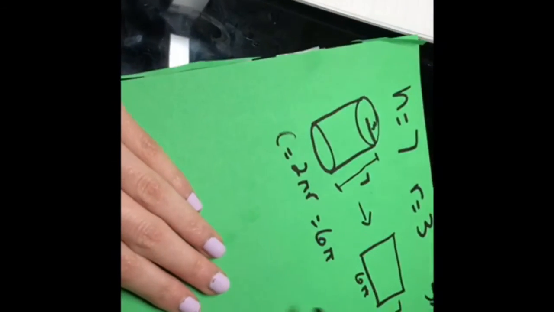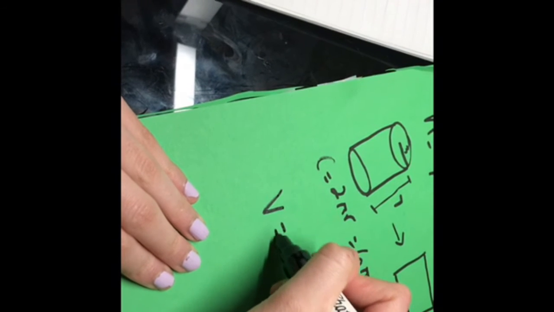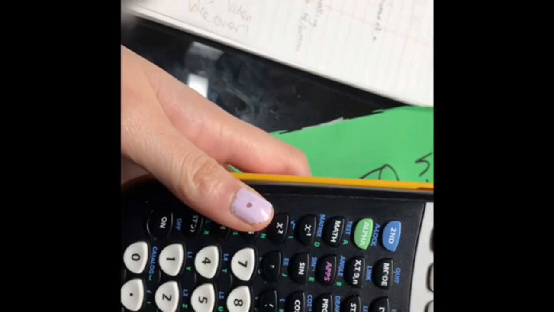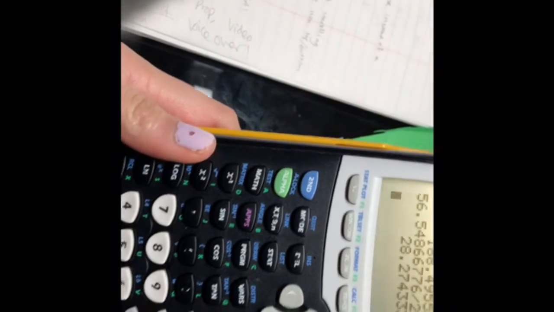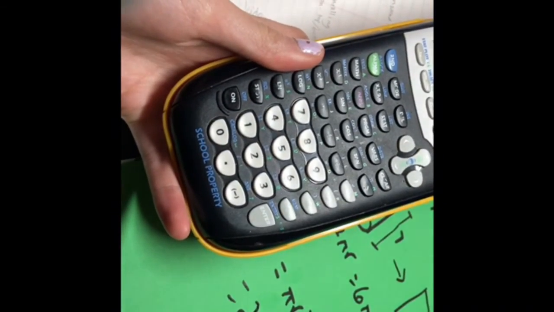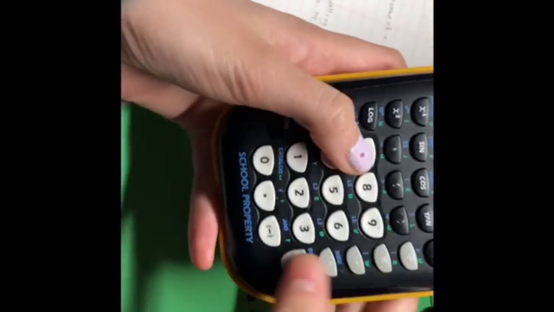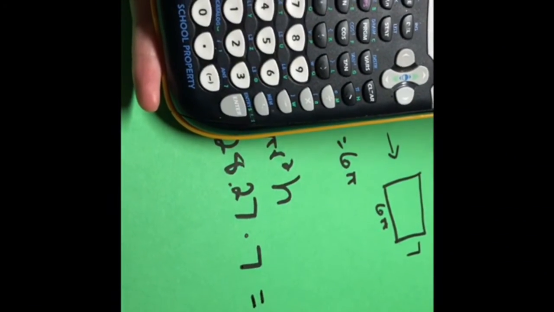And then for volume, V equals pi r squared times h, and we already did pi r squared. It's this guy divided by 2, because we did 2 pi r squared. So that's 28.27 times height, which is 7. And that equals 197.92.